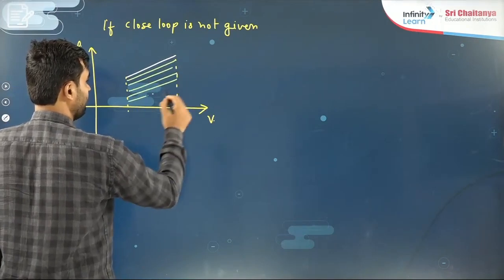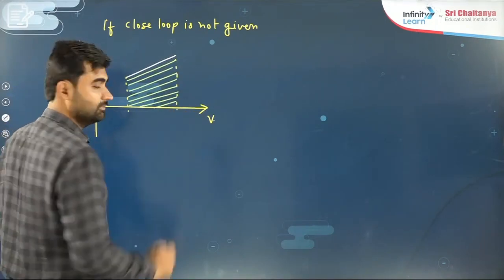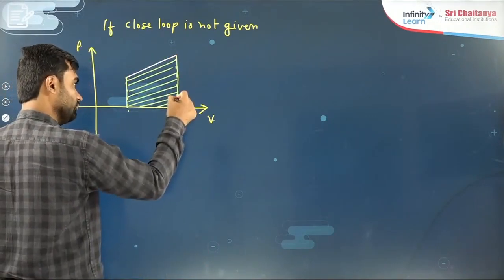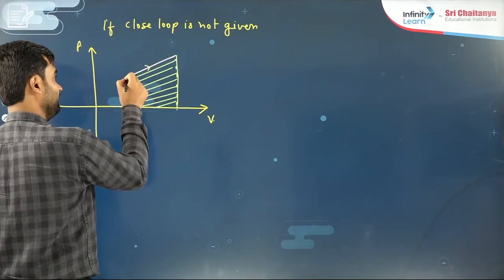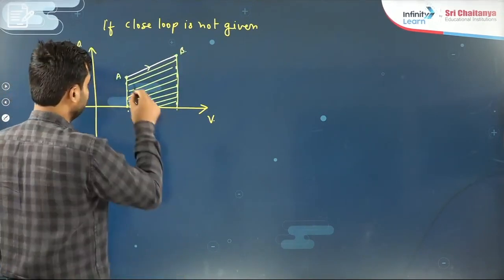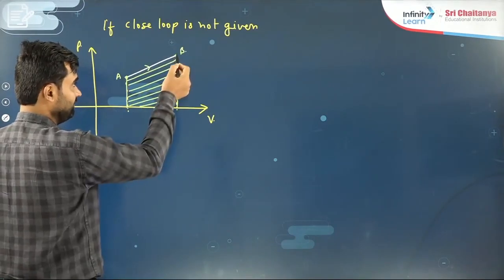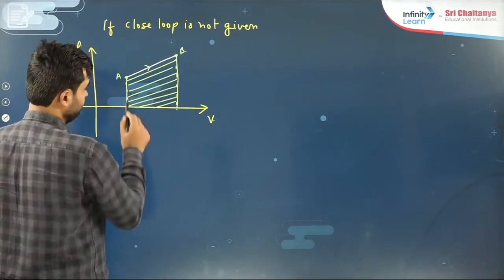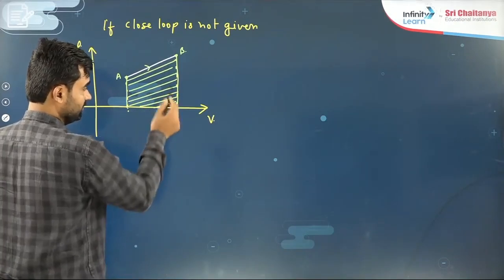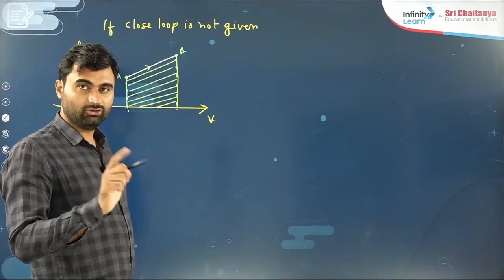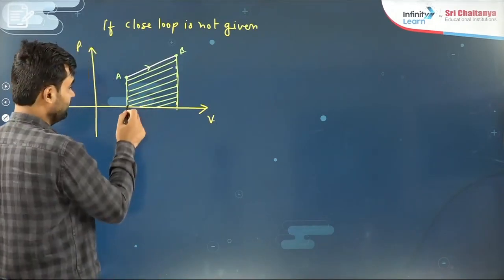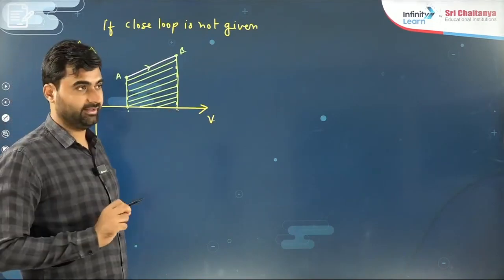Is it clear? Understood? So this complete loop area we have to calculate. If the process is given from A to B, then join the starting point and the final point with the volume axis, and find the complete area of this closed loop. In the question it was not a closed loop, it is an AB straight line. We make it a closed loop by joining the starting and final point with the volume axis.